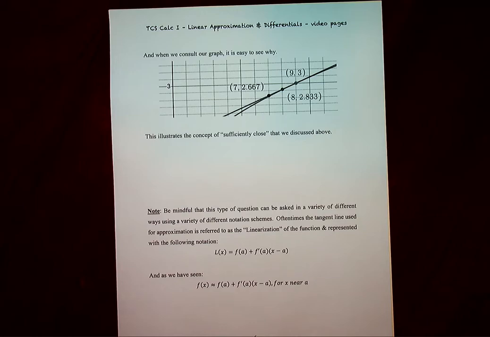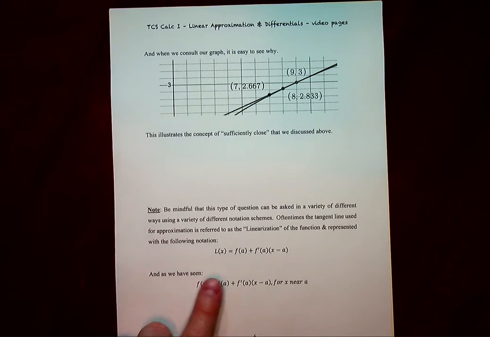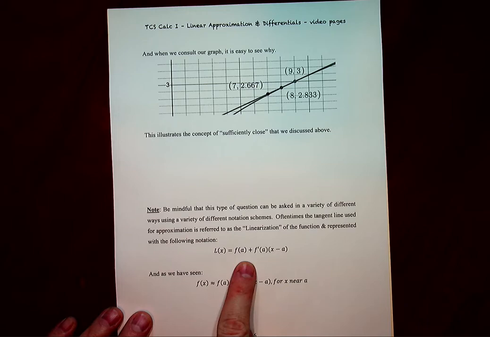So let's go ahead and put this idea of linear approximation to work by means of further examples. But before we do, and every book has a little bit different notation, you just have to be careful of what the notation means. This, for instance, is the official formula they give you for linearization, but basically this is just the tangent line, okay?